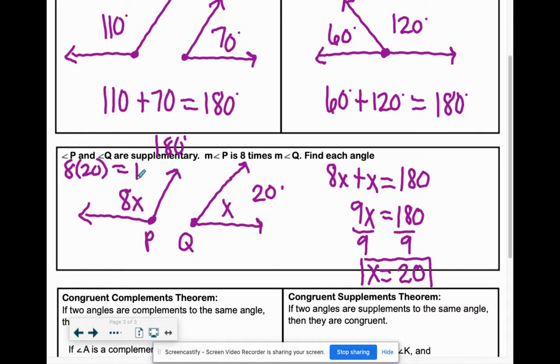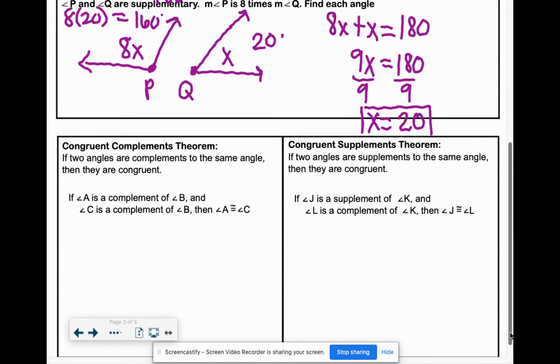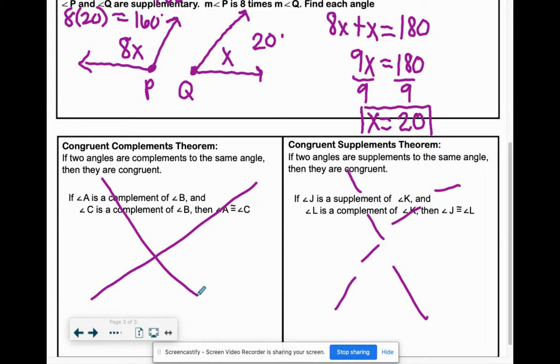Just like the one we did as an example. Yes, ma'am. Good job. Okay, that's it. We can cross out the bottom two things. Those are just kind of confusing. We don't need to do those. But that is it for notes.